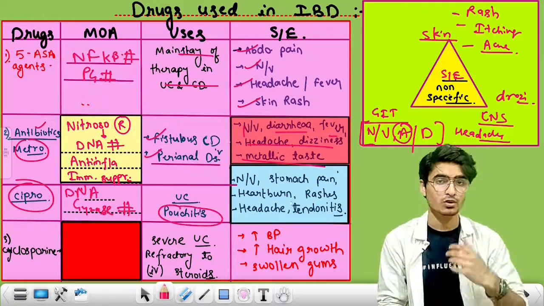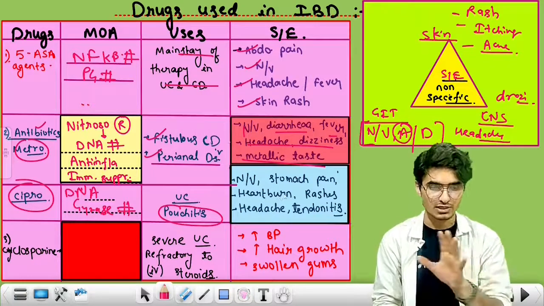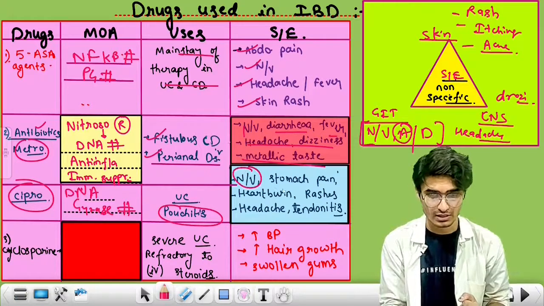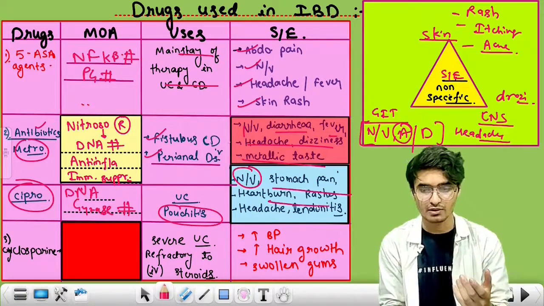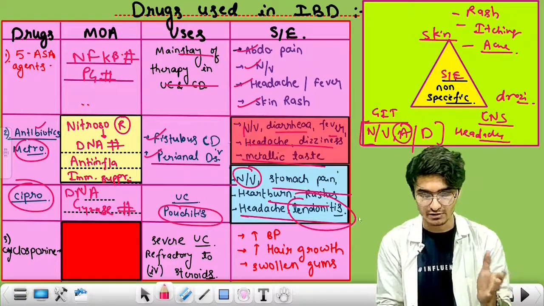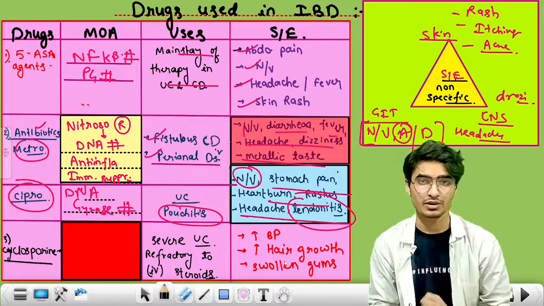That is one of the complications of UC after surgery, right? So this is the indication, and these are also the non-specific side effects, such as nausea and vomiting, stomach pain, heartburn, rashes, and the headache, and the tendinitis is specific here. And now we will go for the same thing for cyclosporine here, right?